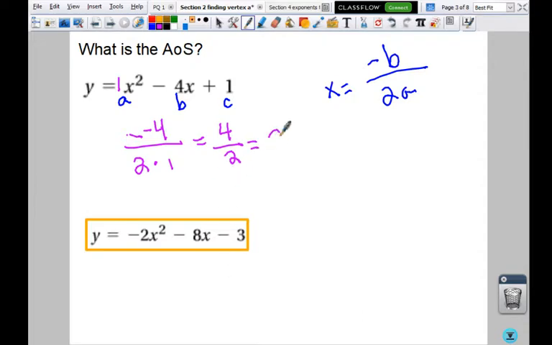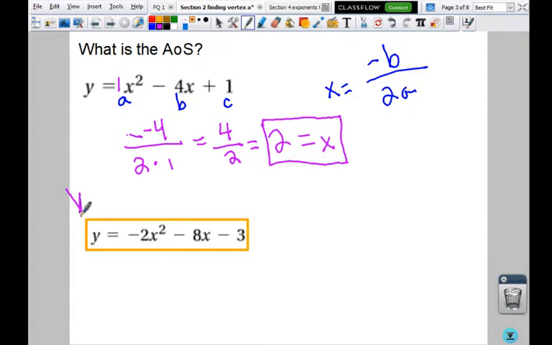4 divided by 2 is 2. And then because it's axis of symmetry, I've got to do equals x, because that's how I show its axis of symmetry. Just like the vertex was in parentheses because it was a coordinate, this I've got to do equals x. X equals 2. That's all it is. Plug in your b, plug in your a, solve it.